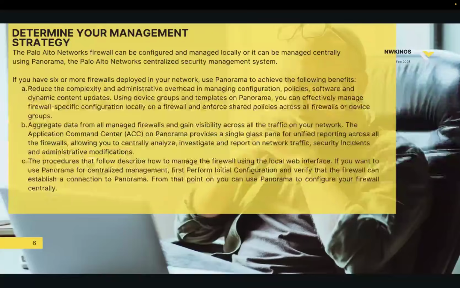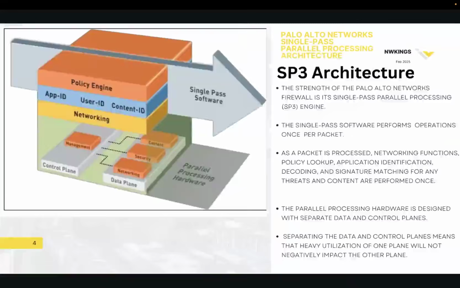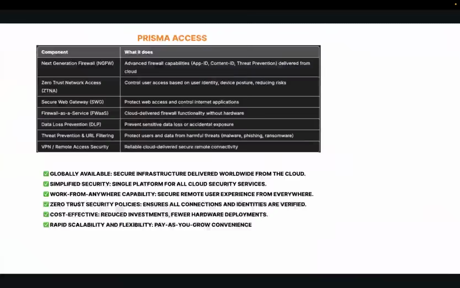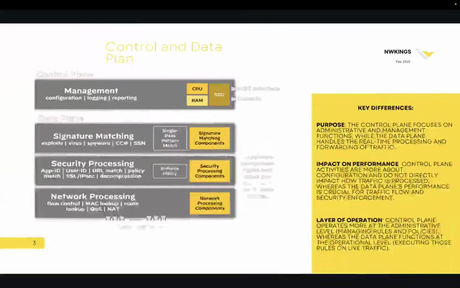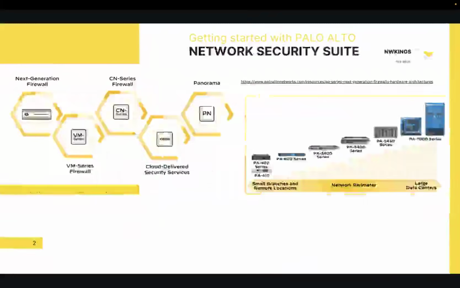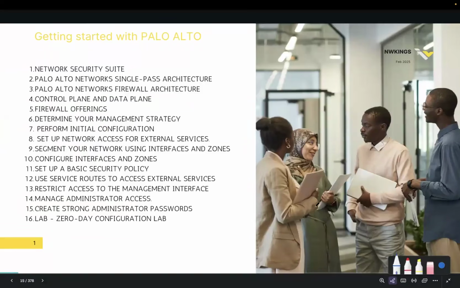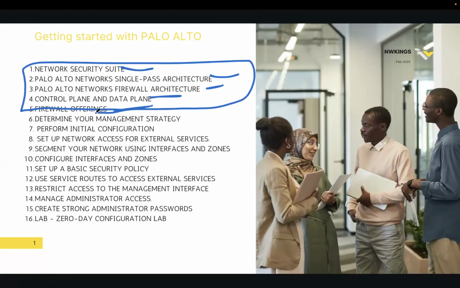Okay. This is the first class. We did it till here. Management strategy will start from tomorrow, like how we are going to manage it. So till now, what we covered, we just talked about different flavors. Let me repeat it. We talked about different flavors, control plane, data plane, and then SP3. Three topics. So from my documentation: network suite, single pass architecture, control plane, data plane, firewall offering. That's it. Till here, we completed.